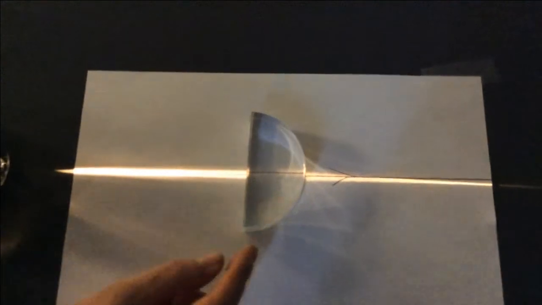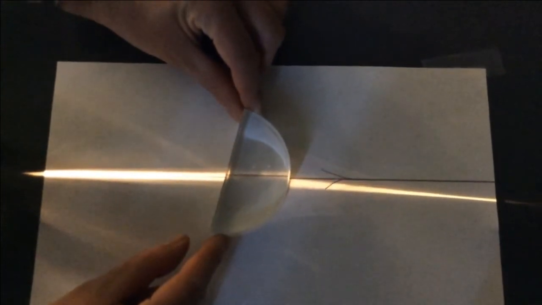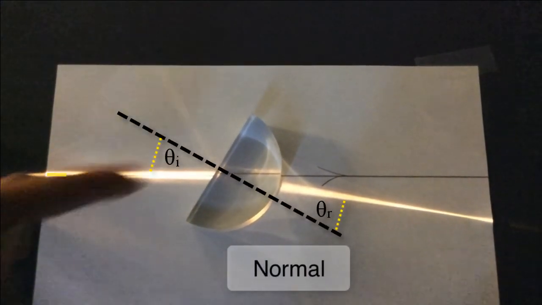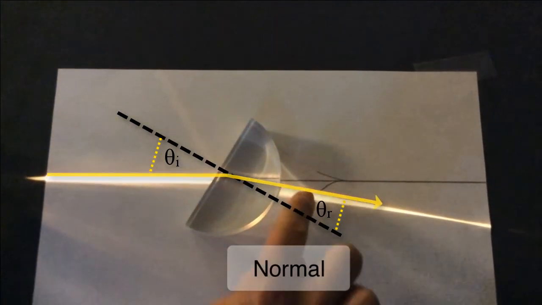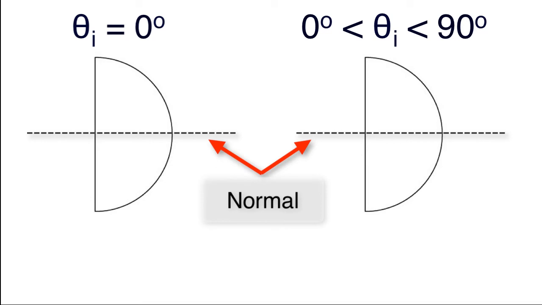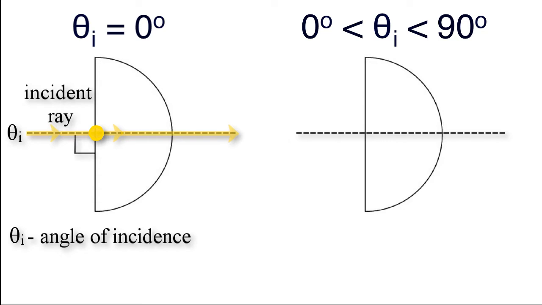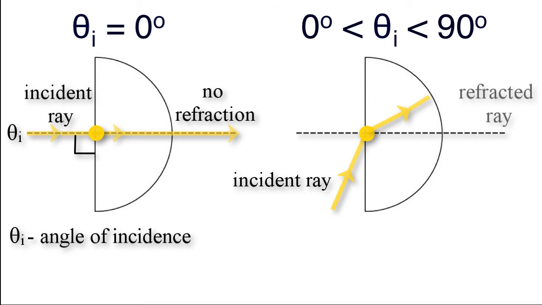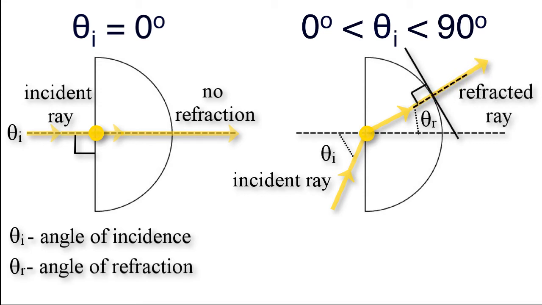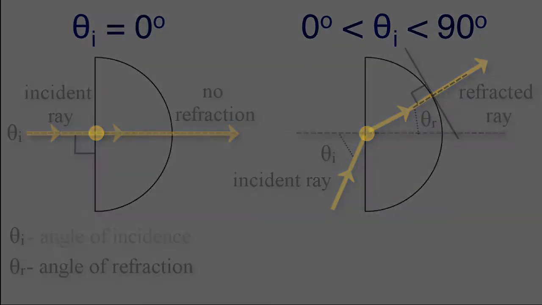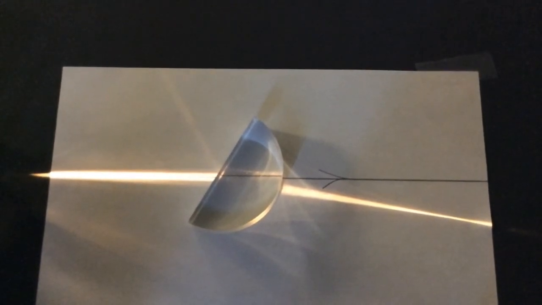And now I'm going to do it like this. I'm going to create an angle of incidence which is different from 0 degrees, and you can see that the light bends. And that is a demonstration of the law of refraction.